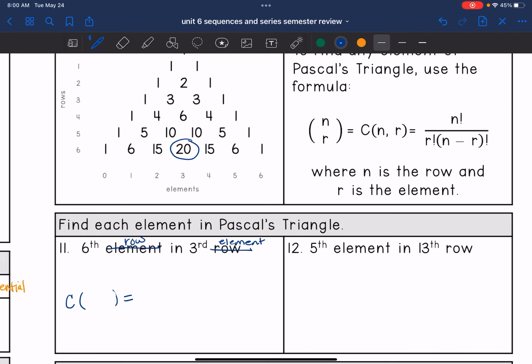So yeah, this was supposed to be the other way. So n is 6, r is 3. So up top is going to be 6 factorial over 3 factorial times (6 minus 3) factorial. And then now you can type this in. Your calculator does have those exclamation marks built in, so you should see a button that has that.